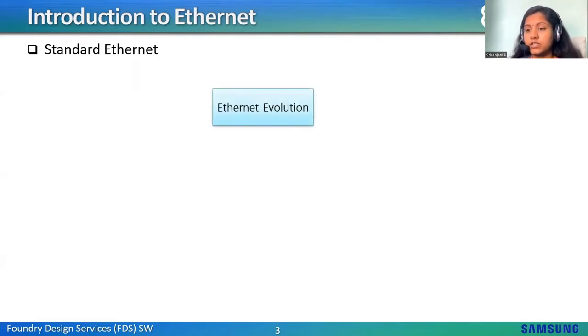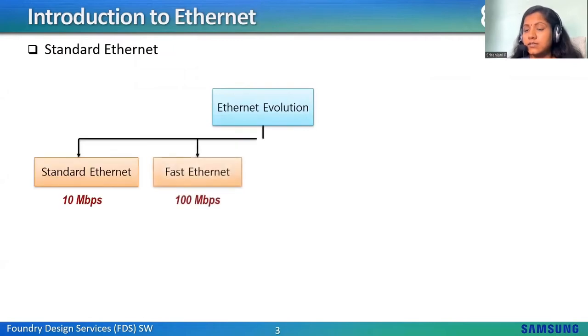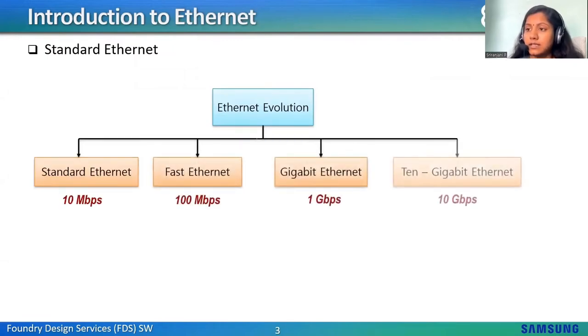Okay, now let's have a look at standard Ethernet. We all know that Ethernet is a set of technologies and protocols primarily used in LANs. It provides service up to the data link layer. At the data link layer, Ethernet divides the data stream received from the upper layers and encapsulates it into frames before passing them onto the physical layer.